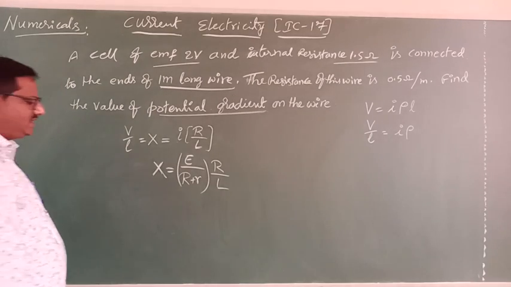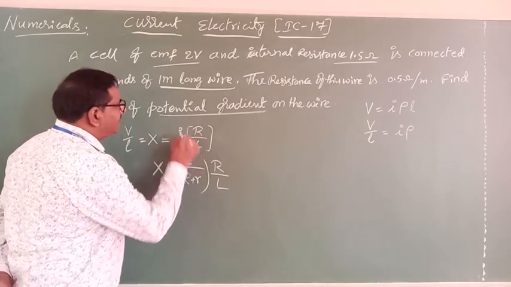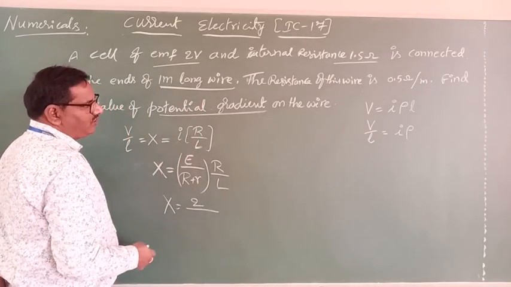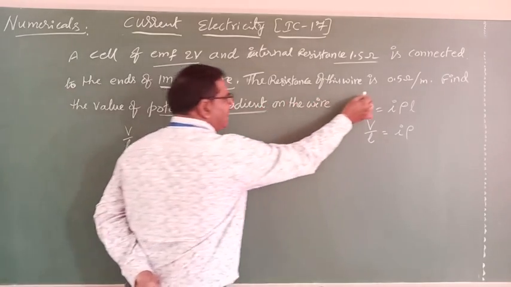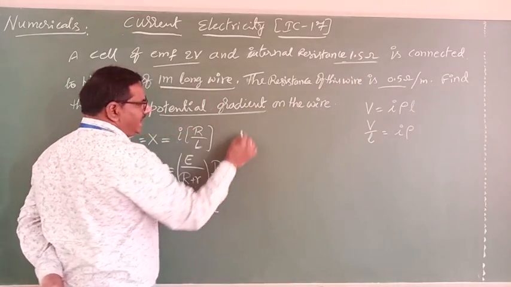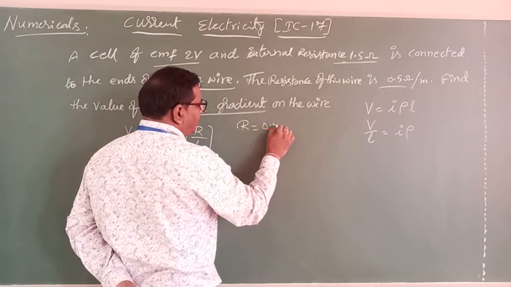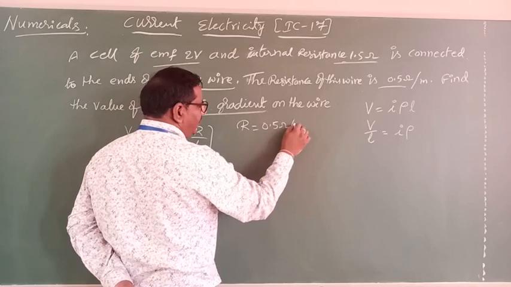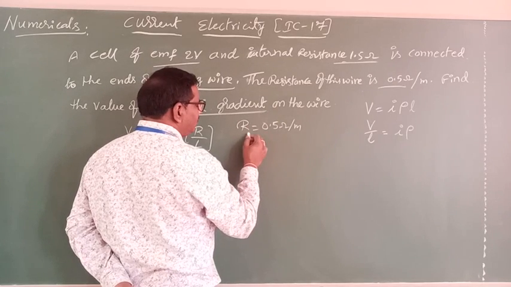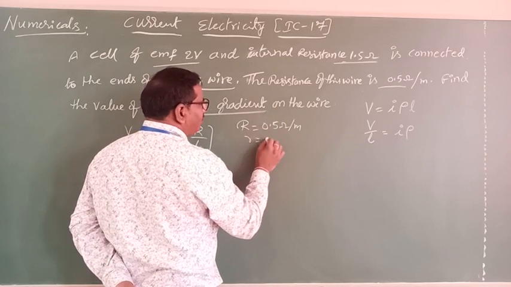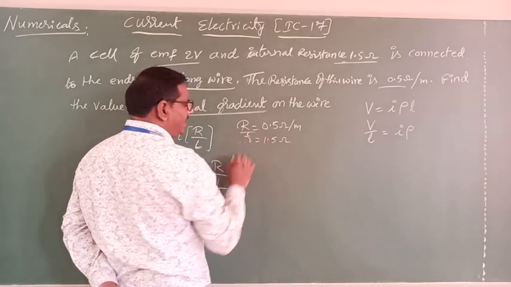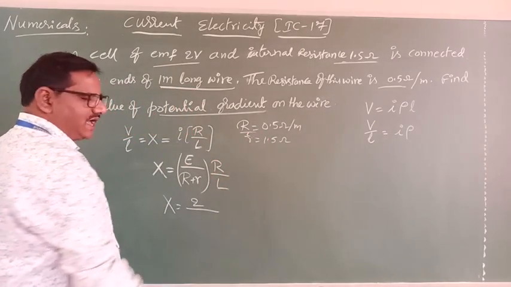X equal to, what can you substitute? EMF E equal to how much? EMF they gave 2 volt. So 2 by resistance. This is a capital R, and this is a small r. Capital R equal to how much they gave? 0.5 ohm per meter. Similarly small r equal to 1.5 ohm. Per meter means R by L they gave, so directly we will write R by L.